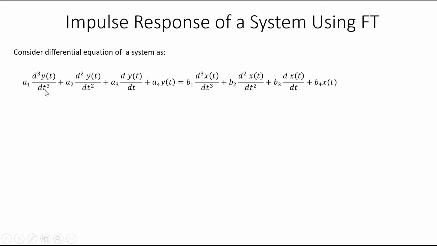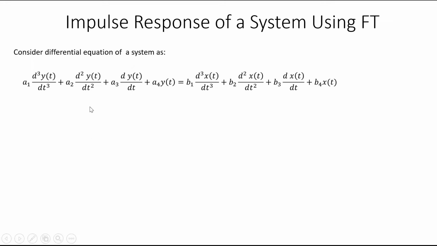a1 d cube by dt cube y of t plus a2 d square by dt square y of t plus a3 d by dt of y of t plus a4 y of t is equal to b1 d cube by dt cube x of t plus b2 d square by dt square x of t plus b3 d by dt of x of t plus b4 x of t, where x of t is the input signal and y of t is the output signal or response.